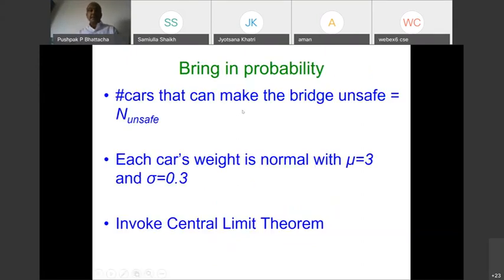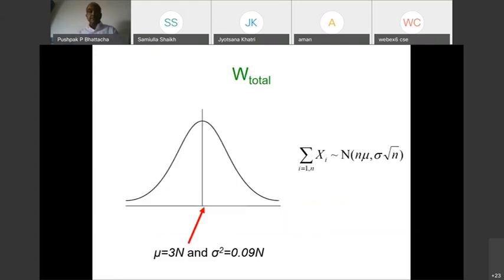The number of cars that make the bridge unsafe is n unsafe, and each car's weight is normal with mean 3, standard deviation 0.3. And here we have to invoke the central limit theorem. The sum of normal variables is also a normal variable, so this is a version of the central limit theorem. The total weight is normally distributed with mean equal to 3n, where n is the number of cars and the mean weight for each car is 3.